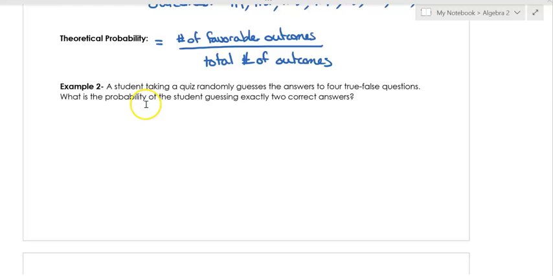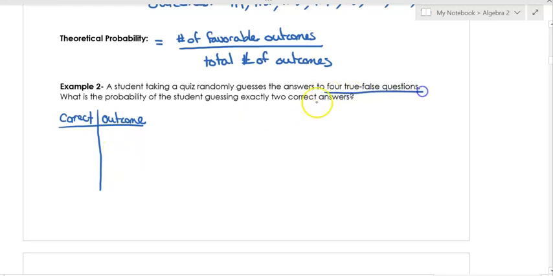Example 2: a student taking a quiz randomly guesses the answers to 4 true-false questions. What is the probability of the student guessing exactly 2 correct answers? What you do first is you figure out the outcomes. So let's think about how many ways that they can guess certain numbers correct. It is 4 true-false questions.